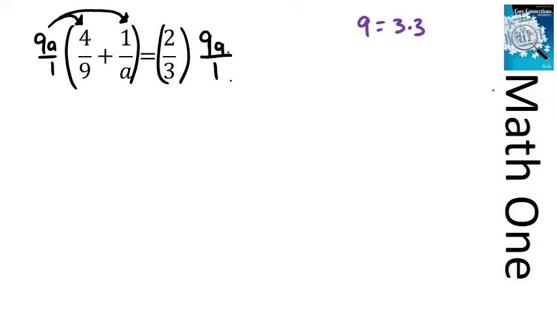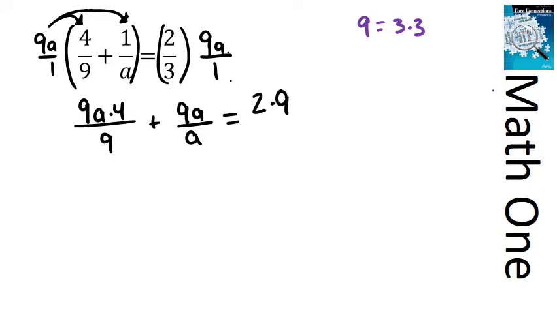9A times 4/9 I could write as 9 times A times 4 all over a 9. And I'm going to leave that for a minute. Plus, 9A times 1 is 9 times A over an A. And then over on the right-hand side, I have 2 times 9 times A, all divided by the number 3.